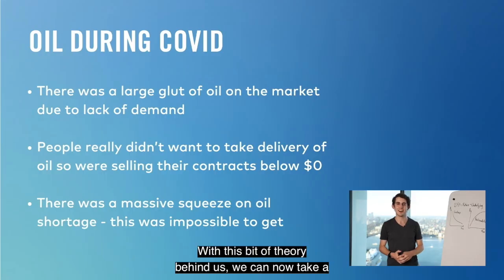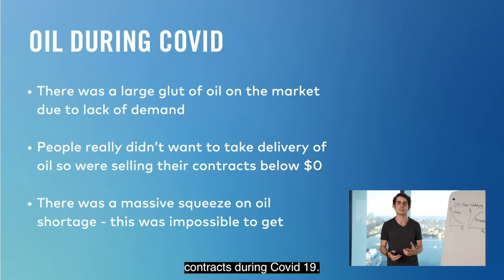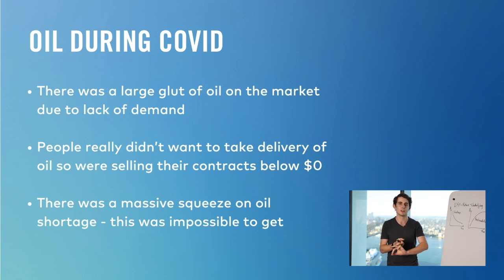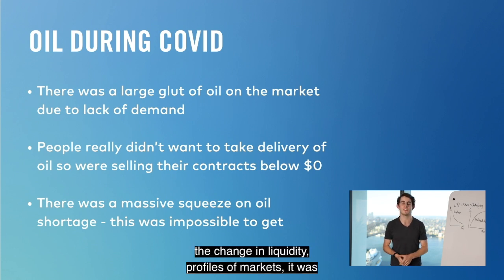With this bit of theory behind us, we can now take a deep dive into what happened for the crude oil futures contracts during COVID-19. COVID-19 was a really uncertain time in financial markets. Everyone was locked down, demand was slumping, we were seeing financial conditions that really hadn't been seen since the GFC, if ever, in terms of intraday volatility, how much things were moving around, the change in liquidity profiles of markets.